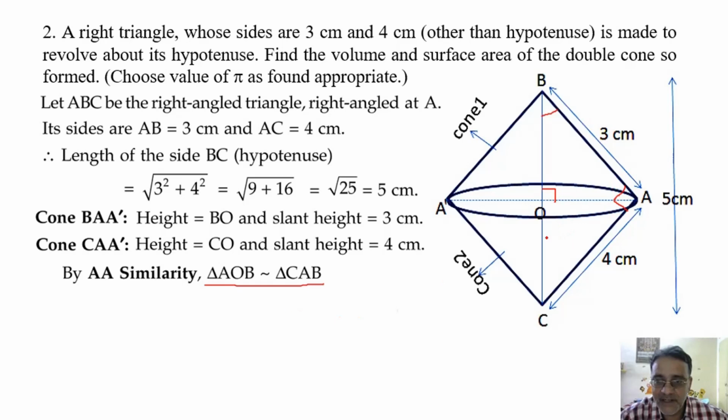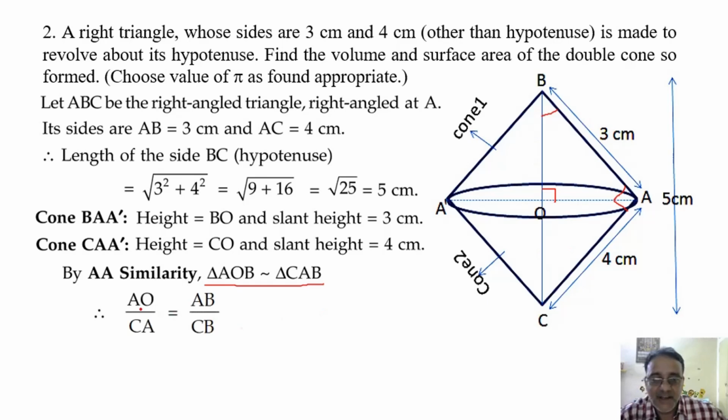Whether you are able to identify the triangles here in the figure? Yes, sir. AOB and CAB. Right, now you have to write the corresponding sides. Which side is opposite to this angle in the first triangle? OA. Very good. In the second triangle, AC. Good. And now opposite to 90 degree. First triangle, BA. Right. Second triangle, BC.